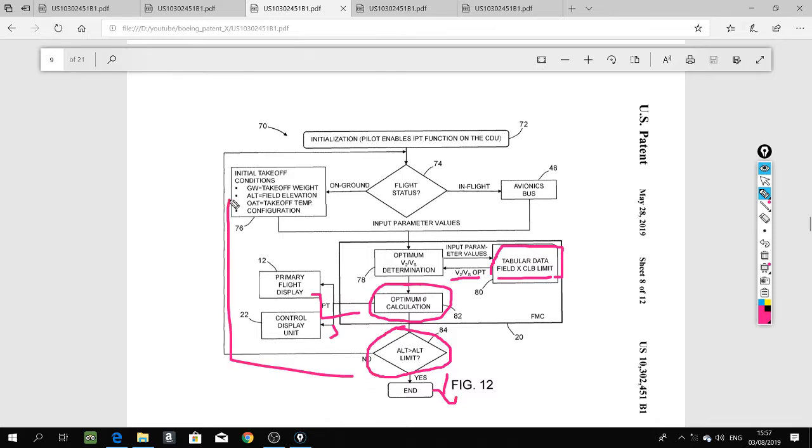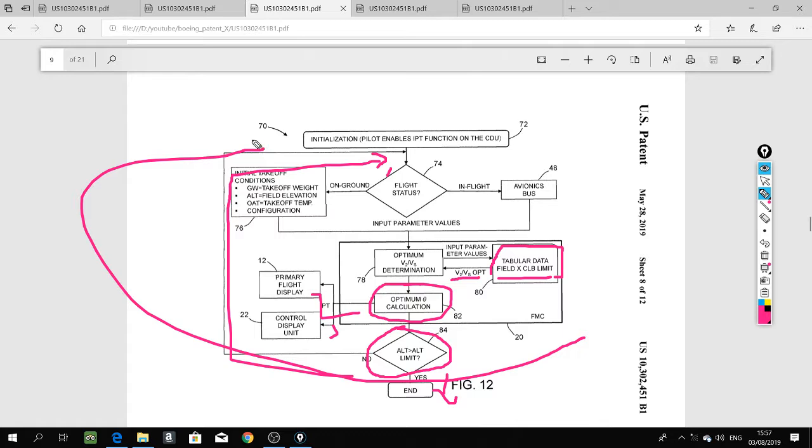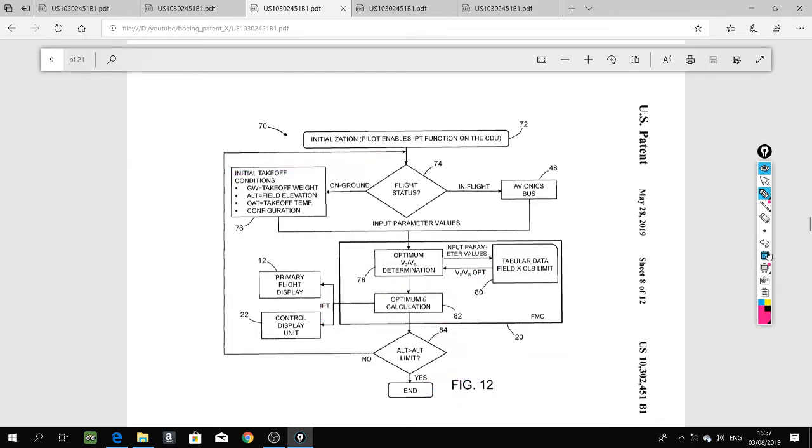If it is not done, then it goes back here, keep on checking the flight status, whether it's on ground or in flight, and keep on optimizing and calculating the pitch angle, right? So it's running inside a loop. It's a computer program which is running inside the loop. It's continuously looping around and trying to find the optimum pitch angle, and the moment it finds it, it breaks the loop, right? I hope it's clear.